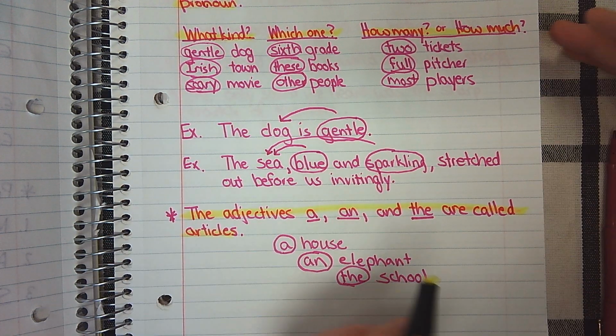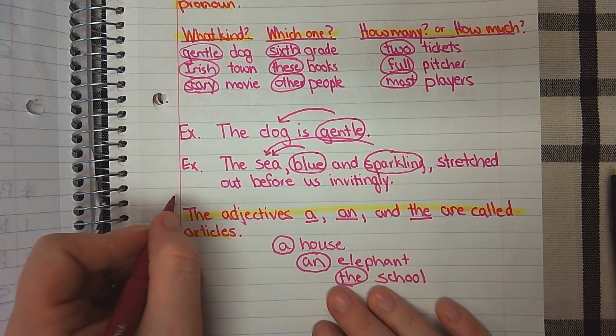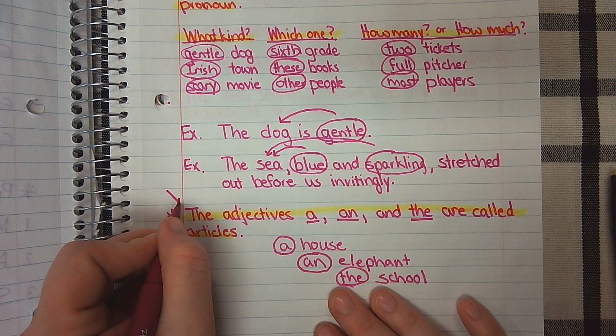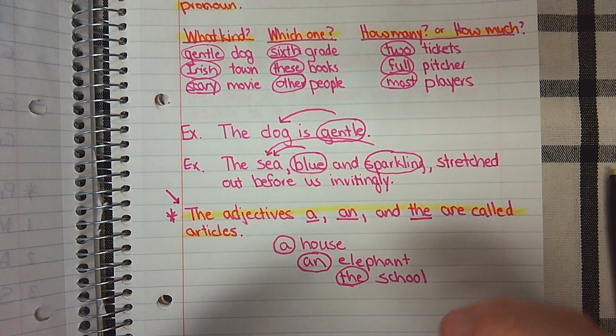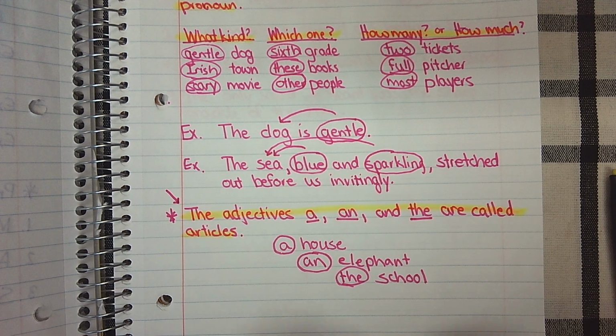Okay. For this one, when I ask you to describe and tell me the adjectives in a sentence, I'm not looking for these words because they're articles. They're like an exception to it. I don't want you to list those unless I'm asking you to look for articles.